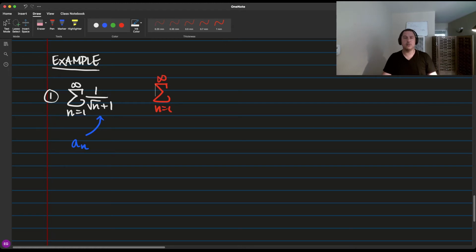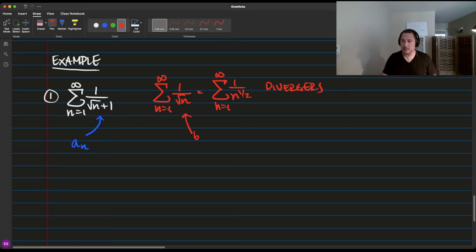Usually when you do this, you want to get rid of any constant terms on the bottom, so let's compare it to 1 over square root n. Why do I want to compare it to 1 over square root n? Because that's a p-series, it's 1 over n to the half, and we know that this diverges. So this will be our b_n. We know that b_n diverges.